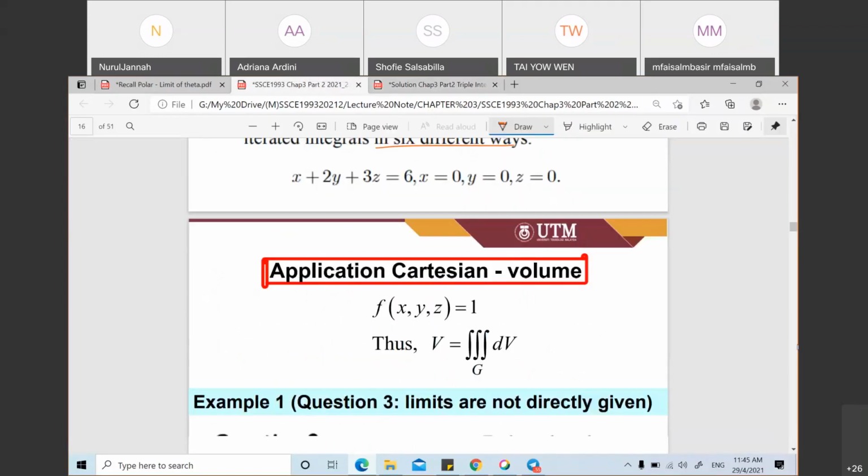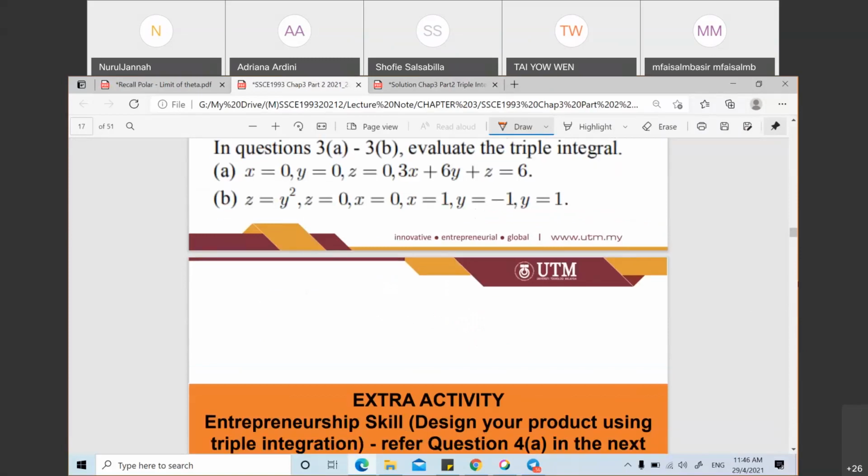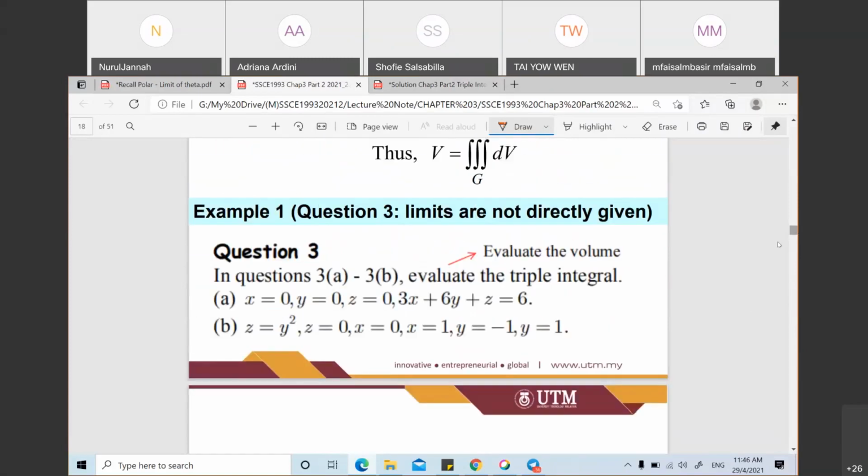So done. Okay, application. It's just a continuation from the above part. If f(x,y) equals 1, the volume will be the triple integral of 1 dV. If the limit is not given like this, you have to sketch, but this is just the same thing. And this will be the difficult part. So I have to see the answer. Z equals y squared, z equals 0, x equals 0, x equals 1. So what is this? This is a parabola.